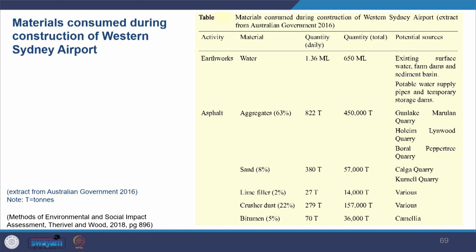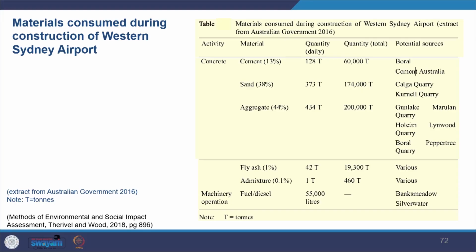Likewise, you see how much asphalt they have used, in terms of tons. You also see the potential resources from where they are getting it. Even a local resource would save a lot of energy. And likewise, you see how they are using concrete, and how they are using machinery for operation. You can look at this example, how that documentation goes on.